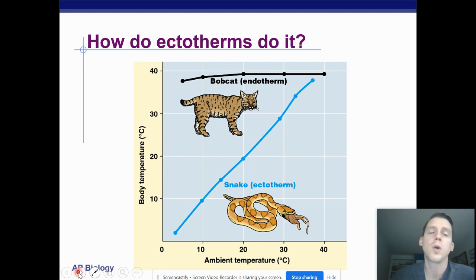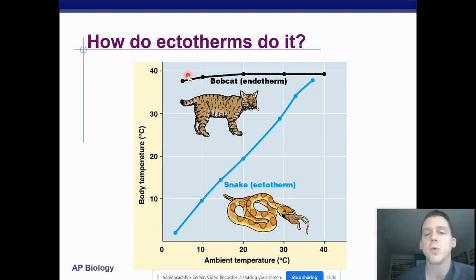All right, different organisms are going to have different mechanisms for dealing with this. So animals like mammals that we call endotherms, these are animals that maintain a body temperature regardless of whether we're cold or we're hot. We have these mechanisms to maintain homeostasis over time. So the bobcat there keeps its temperature the same for the sake of its enzymes.